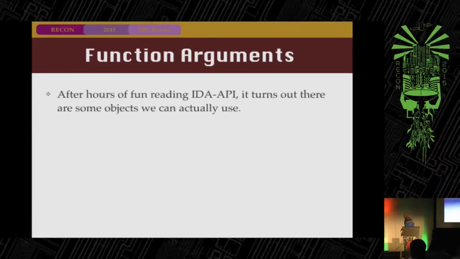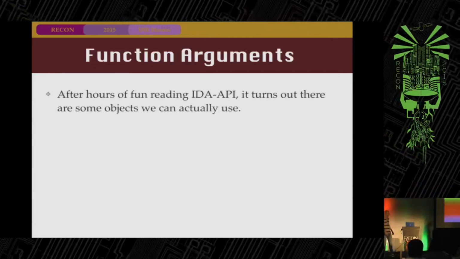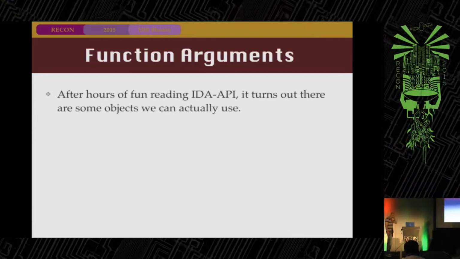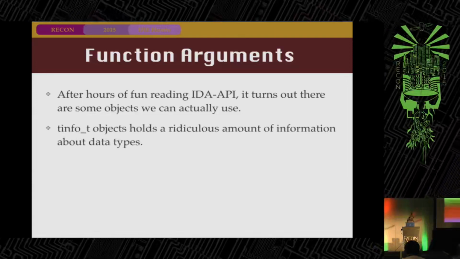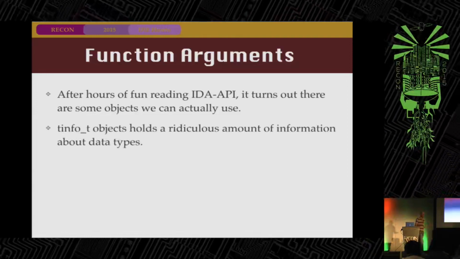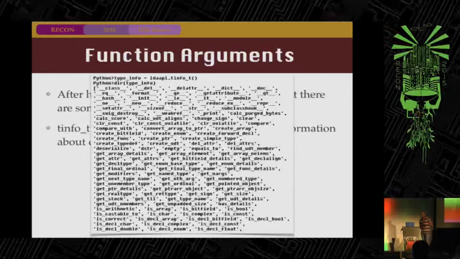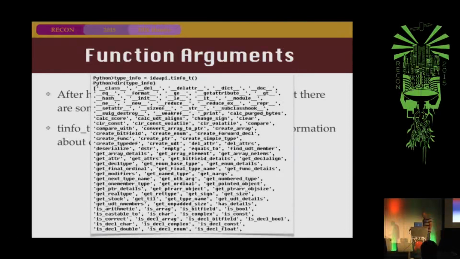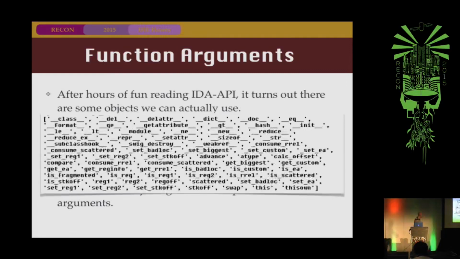So for function arguments, I had hours of fun with the IDA API. I recommend it to everyone. Not really. Anyway, digging into it, I found an object called tinfo_t, which is a type info object, and it holds a ridiculous amount of information about types. This is just a small screenshot of all its functionalities, and it's really cool. And digging even deeper into this tinfo_t object, I find those objects, func_type_data_t, funcarg_t, and argloc_t, which actually give me all the data about function arguments.